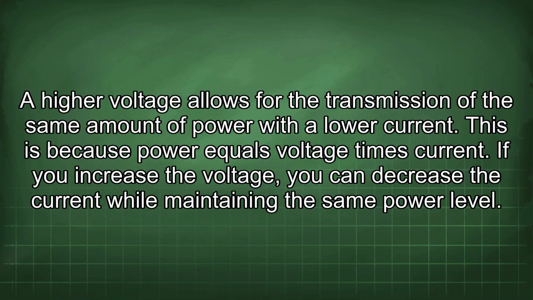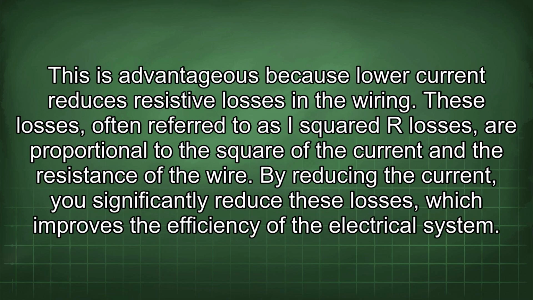A higher voltage allows for the transmission of the same amount of power with a lower current. This is because power equals voltage times current. If you increase the voltage, you can decrease the current while maintaining the same power level. This is advantageous because low current reduces resistive losses in the wiring. These losses, often referred to as I²R losses, are proportional to the square of the current and the resistance of the wire. By reducing the current, you significantly reduce these losses, which improves the efficiency of the electrical system.